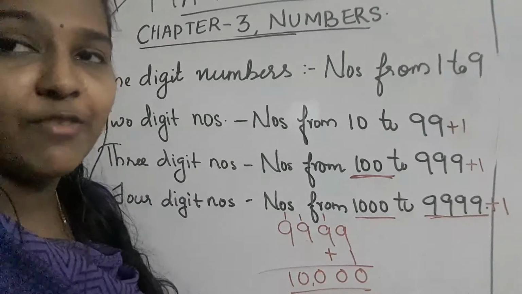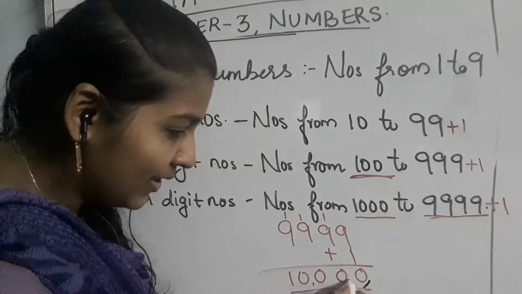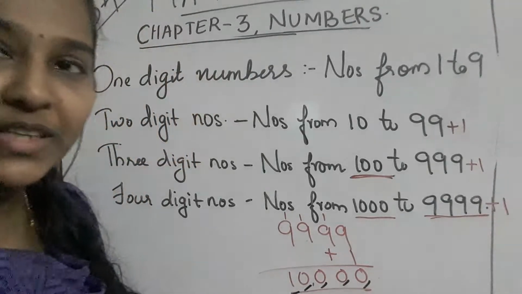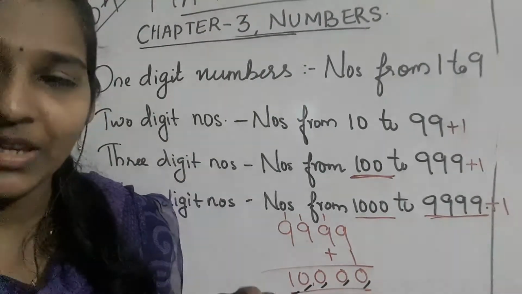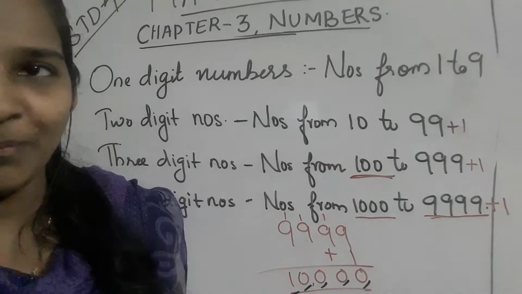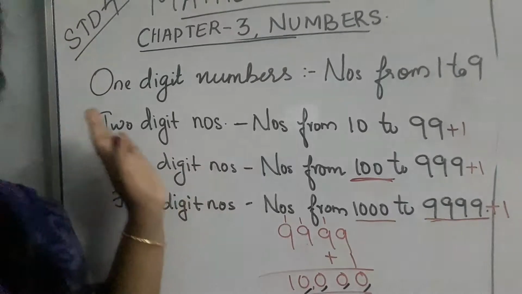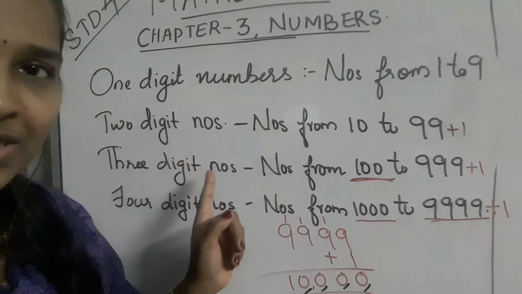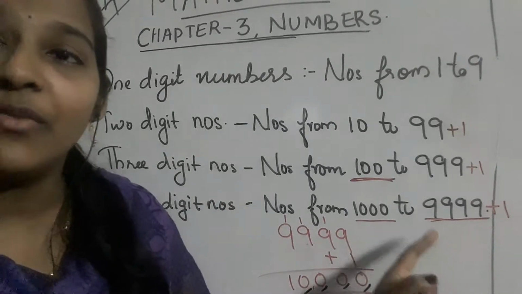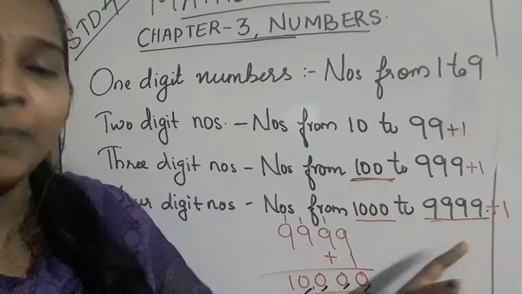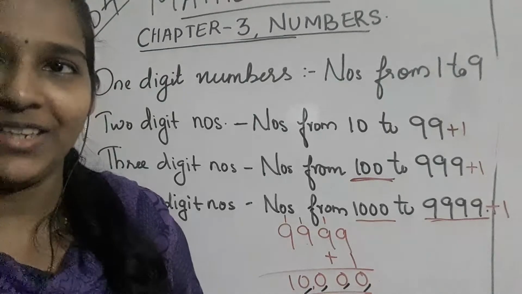Why are we calling it a 5 digit number? Because this number has 5 places: 1, 2, 3, 4 and 5. It has 5 places and 5 digits, so we are calling it a 5-digit number. Got it, children? Okay. So, today we revised the numbers: 1-digit, 2-digit, 3-digit and 4-digit numbers, and we learned that when we add 1 to the largest 4-digit number, we will get a 5-digit number. Got it, children?